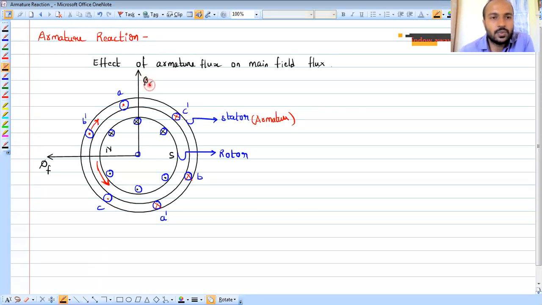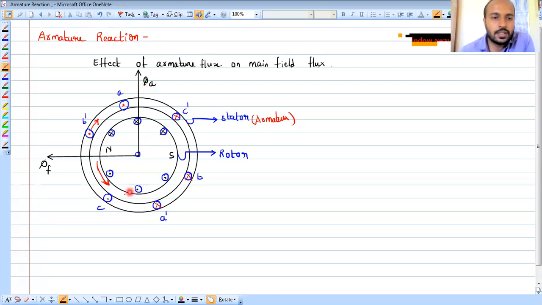I am representing this one as phi A. Why? Because it is the armature magnetic field. Armature is there on the stator. This is the stator magnetic field, armature magnetic field. Okay. So this is the direction of the magnetic field. And here the direction of induced EMF.